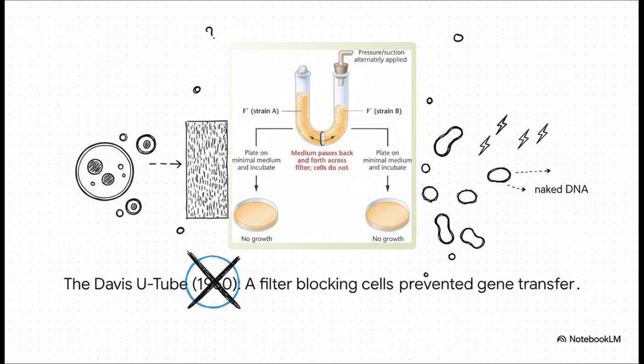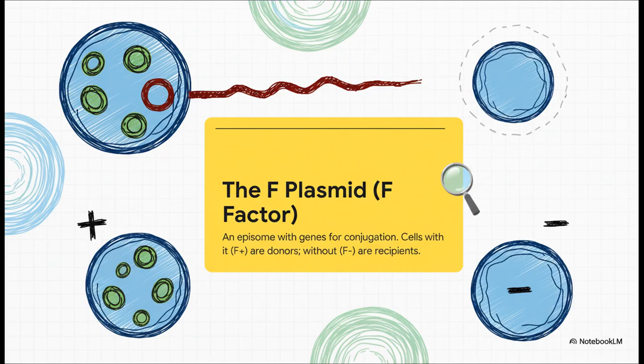He put the two auxotrophic strains in opposite arms of the tube, and he separated them with a filter. Now, this filter let all the liquid, nutrients, and any potential naked DNA pass through, but the pores were too fine for the bacteria themselves to cross. And the result? No growth. No prototrophs formed. This was the proof. It proved that transformation wasn't the answer, and that direct physical contact between the cells was absolutely required for this type of gene exchange. So what's mediating this physical contact?